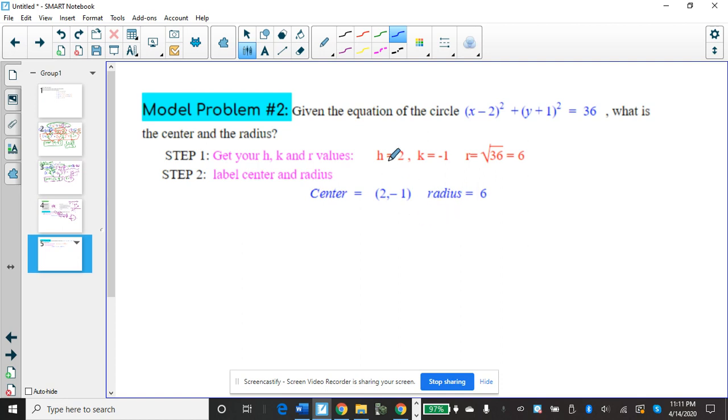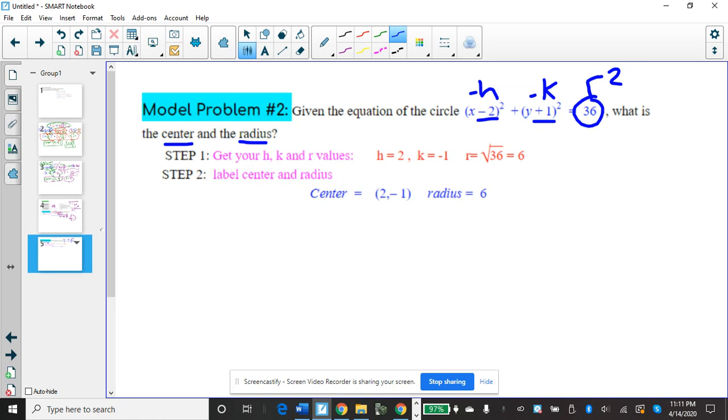Okay, so this is going to be model question 2. This is when I give you an equation of a circle and I ask you what is the center and what is the radius. So in this case, you're going to look at these numbers, -2 and +1, and this 36. Remember the 36 is r squared, and this is your h, and this is -k.